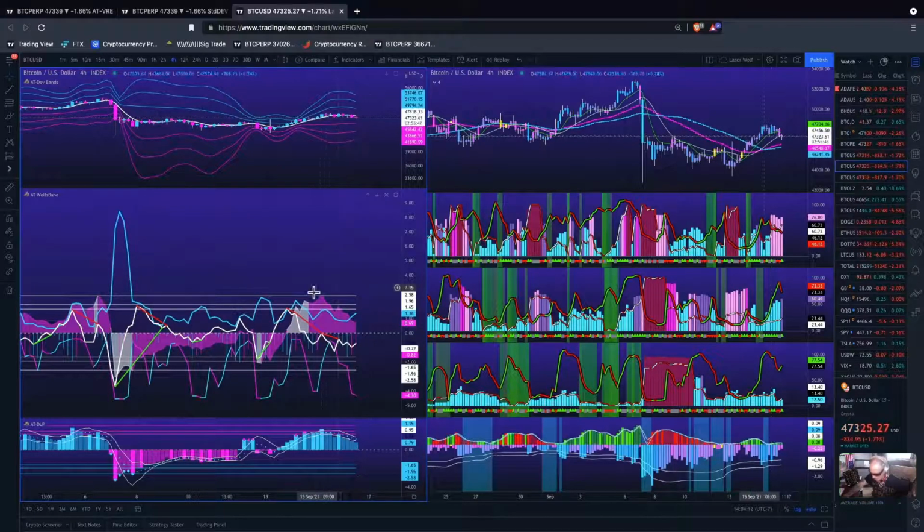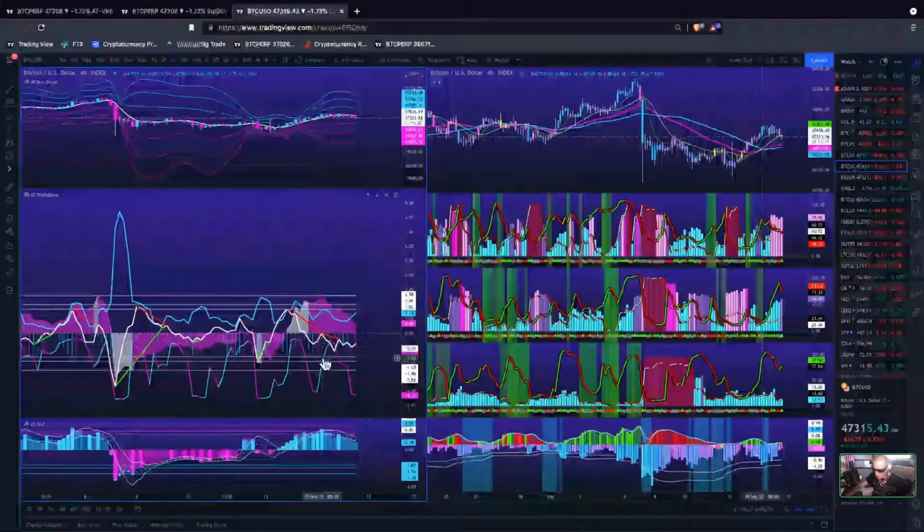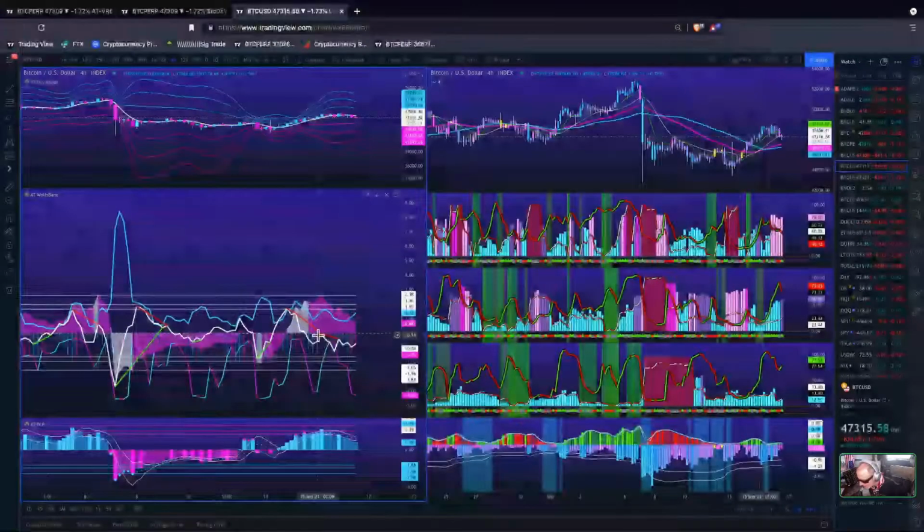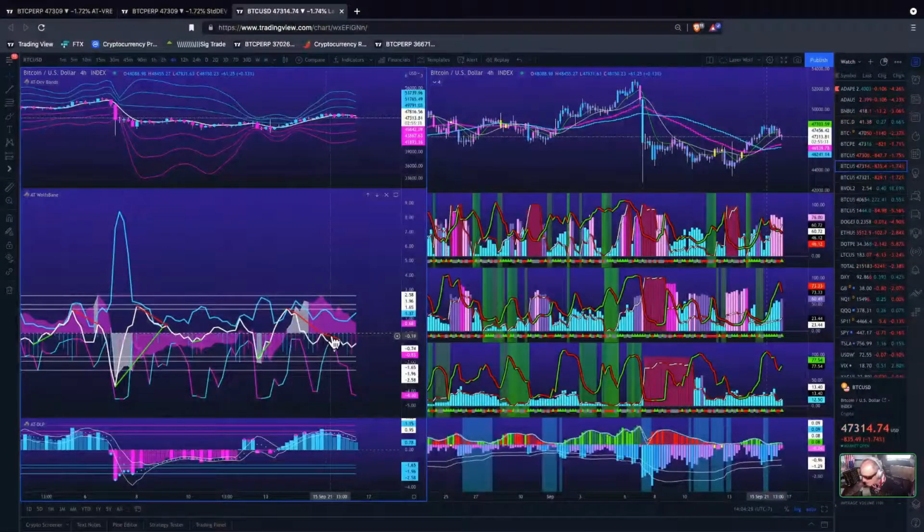And I was talking yesterday, when we started, I saw it setting up. This bear div didn't print yet on the Wolfsbane, but it was setting up. And I saw this rejection early in the morning yesterday. So that part was printed. Then we got the second leg of this bear div that printed. Just the fact that we're printing these, actually it's three.